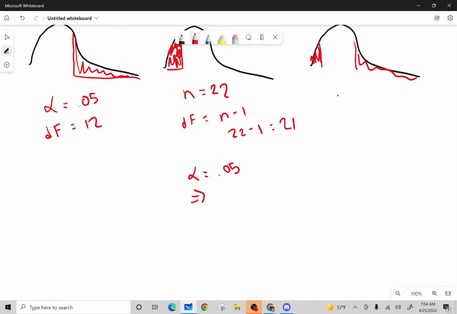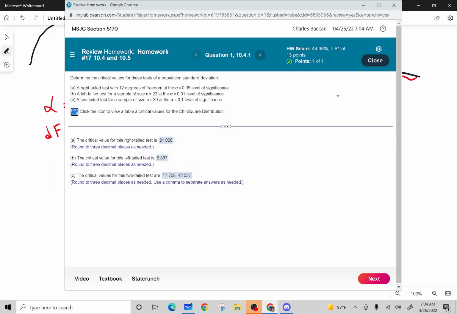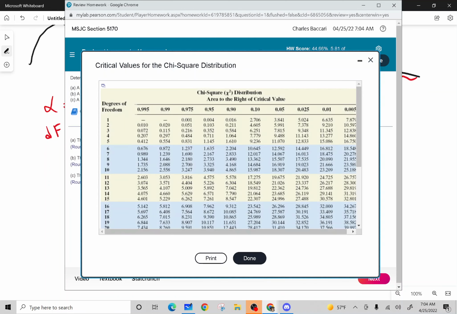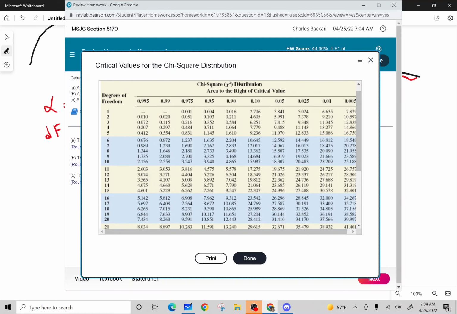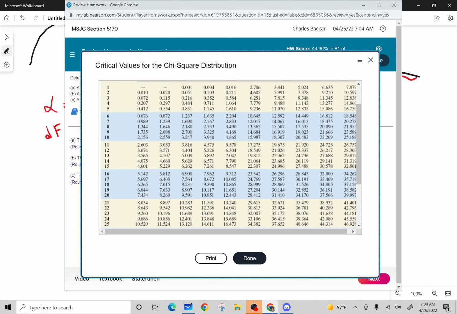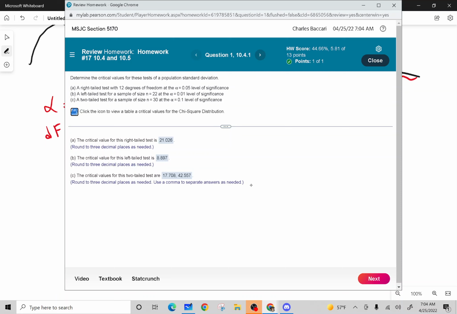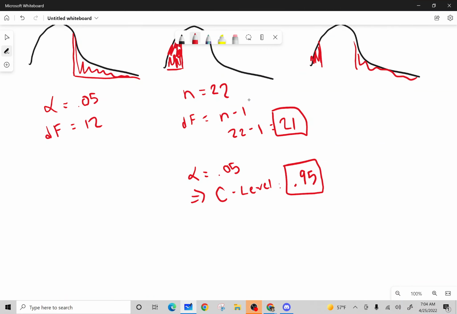Then this means that the confidence level is 0.95, and so we're going to use 0.95 on the table and 21 and find that value, and that's what will give us that answer here, 8.897. So if we look, we go to 0.95, and then we go to 21, which would be here. Actually, I made a mistake. Oh, it's 0.01. My mistake. Let me erase this. Sorry about that.